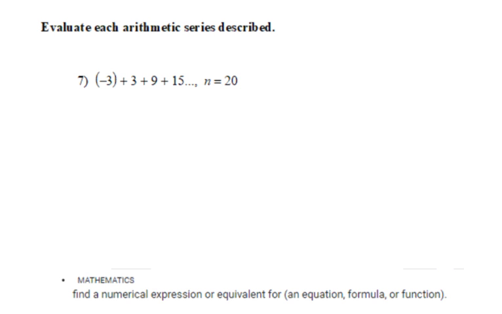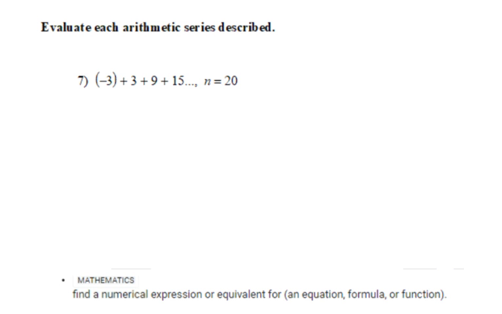And so I went ahead and Googled the definition for evaluate. It says find a numerical expression or equivalent for an equation, formula, or function. So we're trying to find the equivalent. If you find something's value, you say what is the value of that car, you want a price. You want to know how much it is.